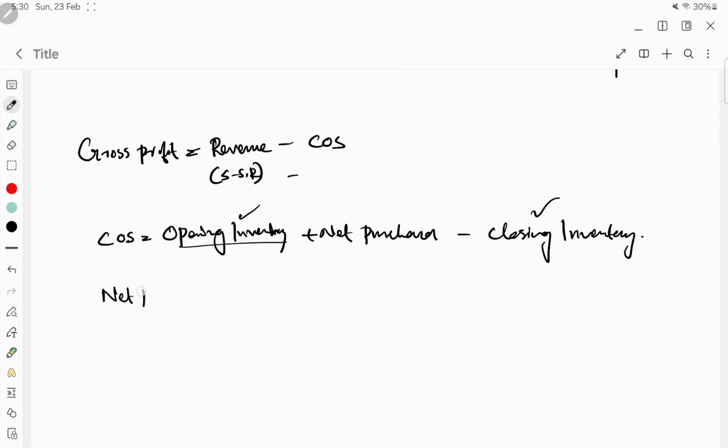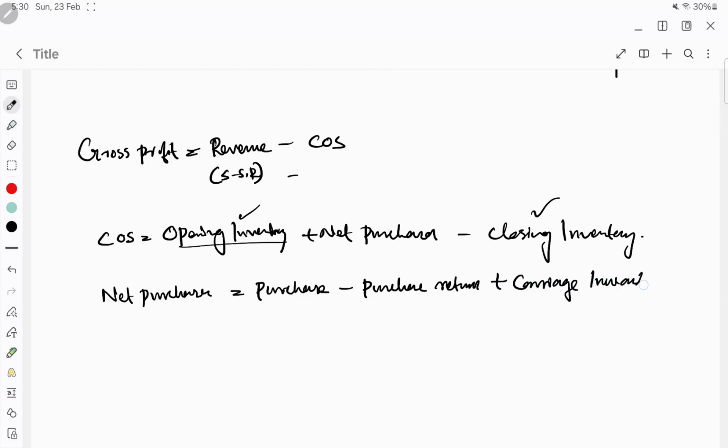Net purchases is equal to purchases minus purchase return plus carriage inwards minus goods for own use. Carriage inward is a direct expense related to the purchases. So purchases minus purchase return plus carriage inward minus goods withdrawn. This is drawing of goods for personal use, not cash.